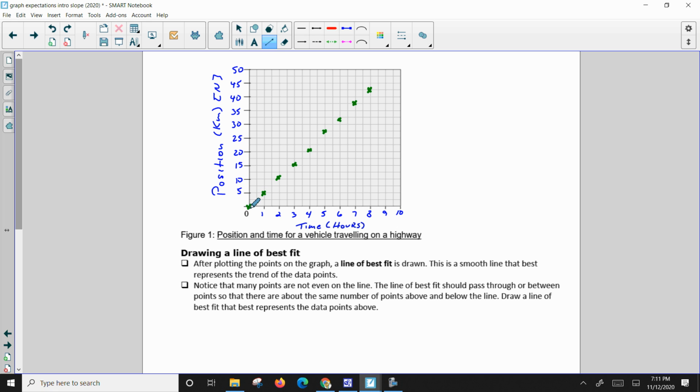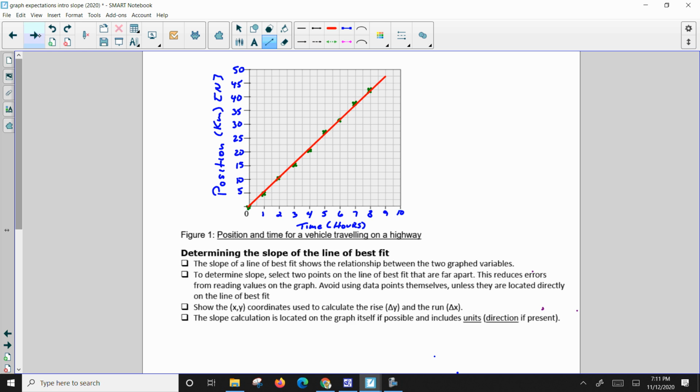So let's see what we can do here. We're going to draw a line. Let's start at 0, 0 and see what we can do. And look what we have. We're going to extend a little bit beyond here. Actually, it looks like that's a fairly good representation of the trend that I have. So that's all I did. Some points are not directly on here, but that's okay. So there is your line of best fit.